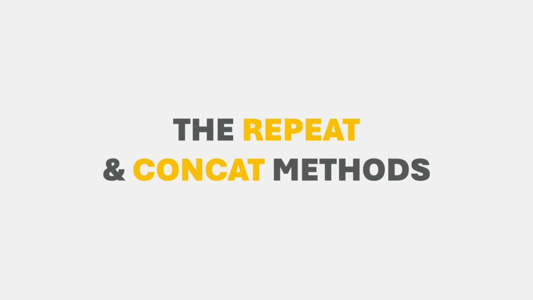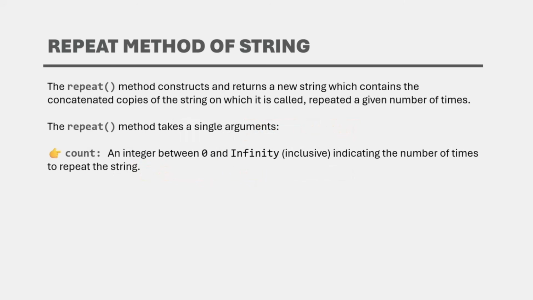In this lecture, we are going to learn about repeat and concat string methods. And let's start with the repeat method. The repeat method constructs and returns a new string which contains the concatenated copies of the string on which it is called, repeated a given number of times.